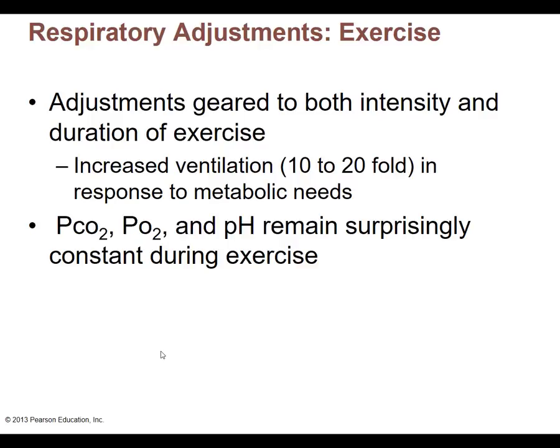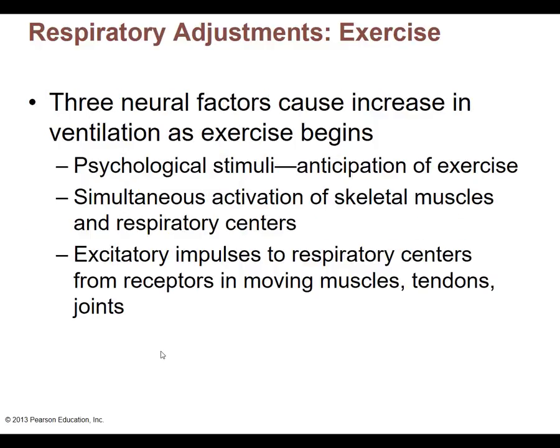Now, there are 3 factors that can increase your ventilation as your exercise begins. The first one actually happens before you even start exercising. It's a psychological stimulus, an anticipation of the exercise. So you're getting all your exercise clothes on, or you're driving to the gym, or you're just like, all right, I'm going to do this. As you're thinking about exercising, you already start to increase your breathing rate without even exercising yet. It's like you're anticipating the fact that you're going to need more oxygen. So before you even start exercising, yes, you're going to have a change in your breathing.